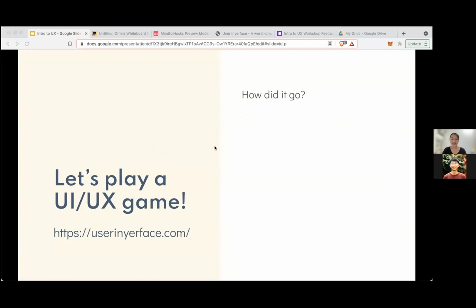So let's come back to Zoom. Who can share with me their experience of playing this game? Anything. You can type it on Slido. This interface is so bad. Who thought it was fun?